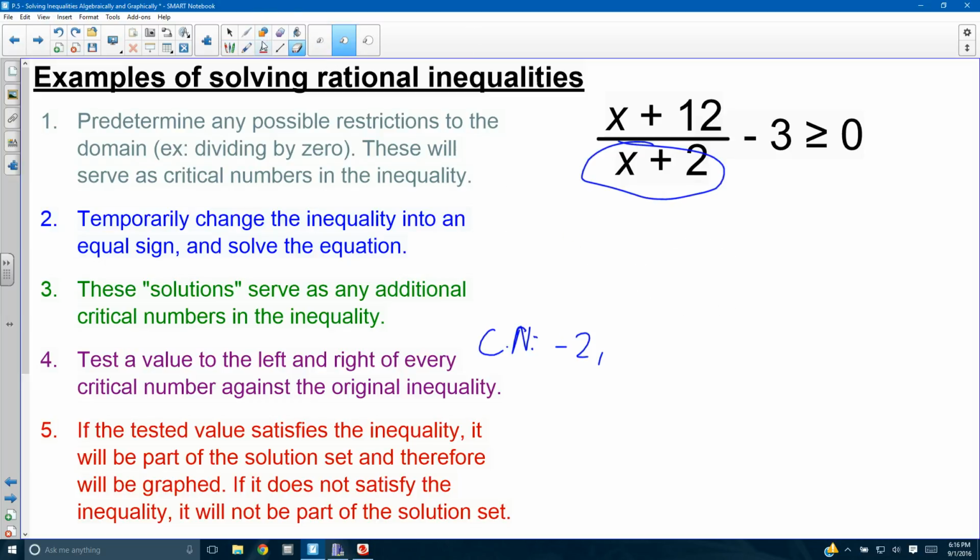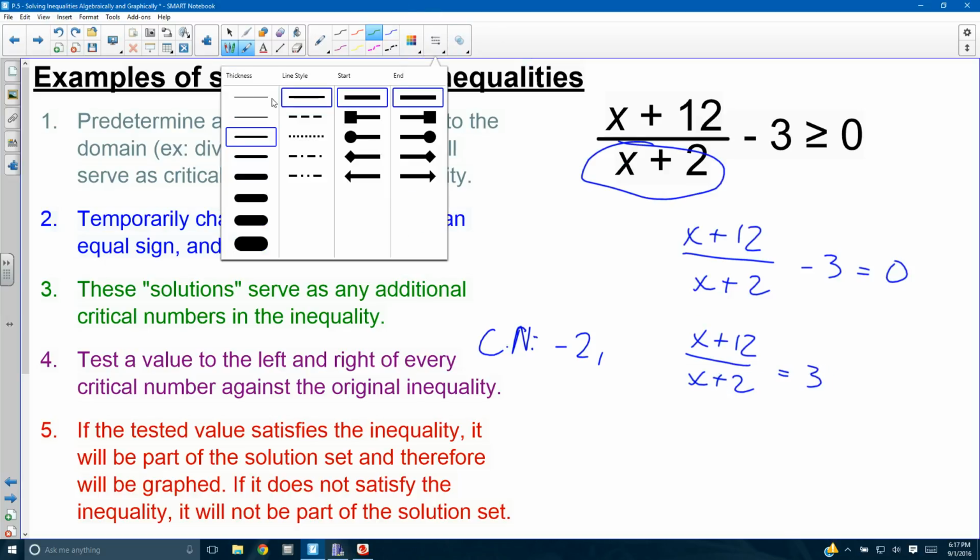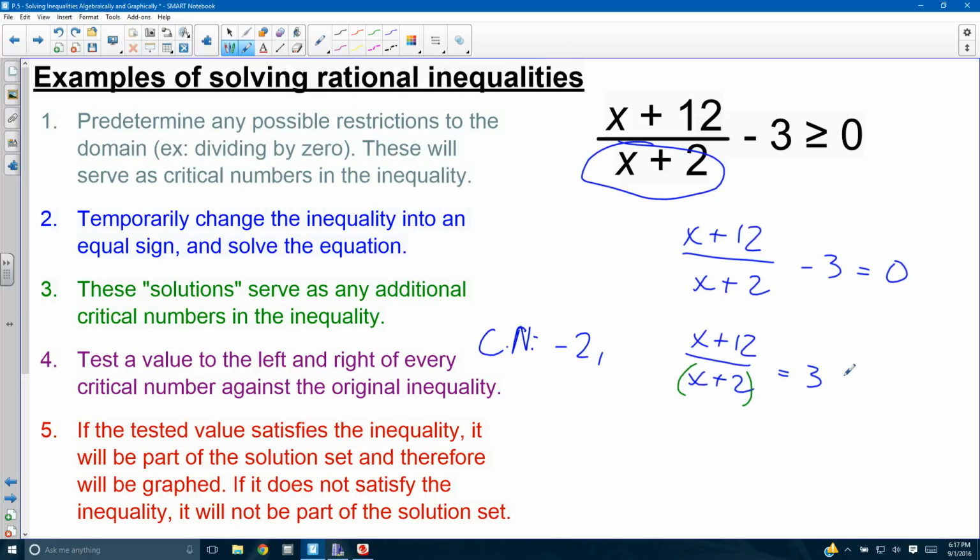Okay, move that out of the way. Let's go ahead, kind of same thing as last time. Let's set this equal instead. Let's add 3 over. I think that's just going to be easiest to solve for x here, instead of getting a common denominator. So equals 3. Multiply both sides by x plus 2. And you'll get x plus 12 equals 3x plus 6. Subtract this x over. Subtract this 6 over. 2x equals 6. So x equals 3. Okay, here's another critical number, 3, right there.